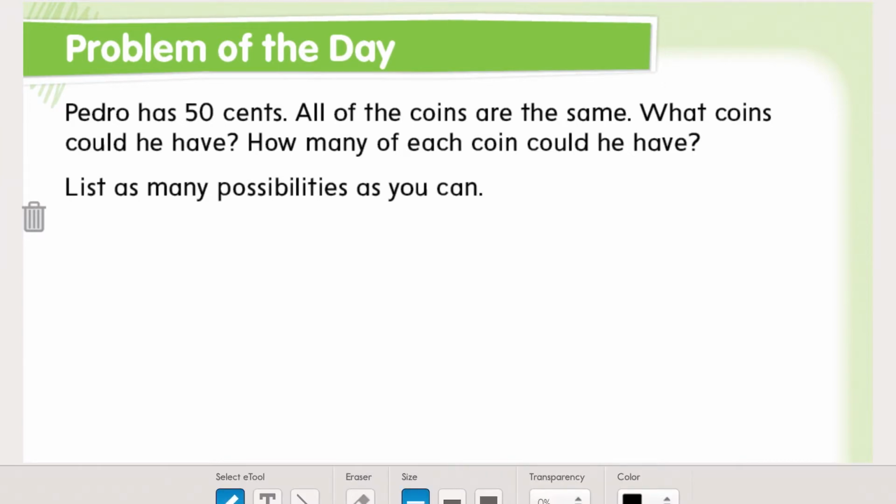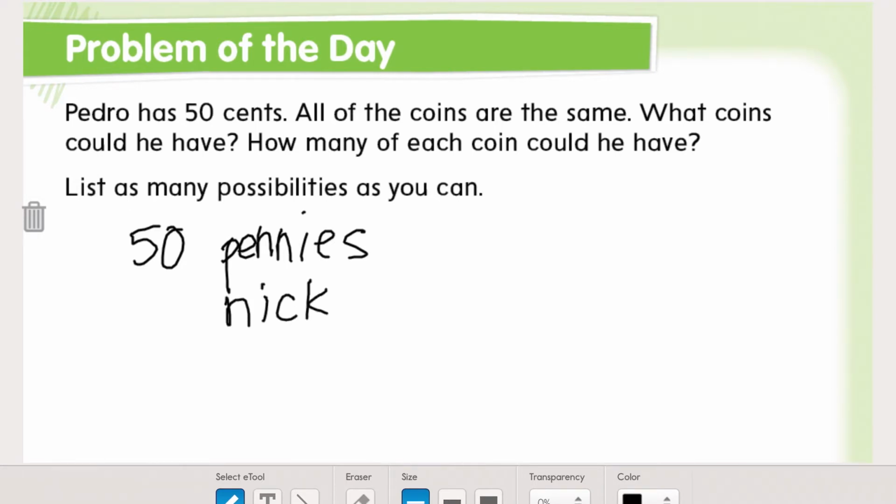So there's a couple of different ways to do this. One would be 50 pennies, right? That would make 50 cents and they'd all be the same coin. We could also do nickels. Let's start at 5 and count till we get to 50. 5, 10, 15, 20, 25, 30, 35, 40, 45, 50. So 10 nickels.